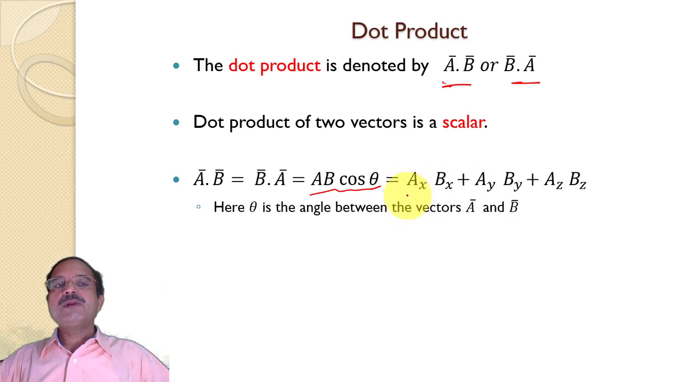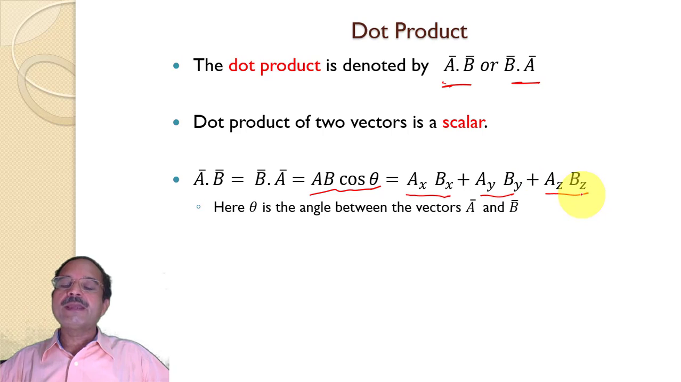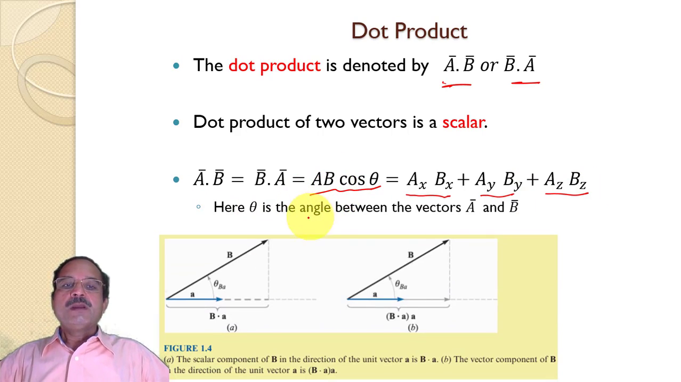Alternately, we can also calculate this dot product by taking the corresponding products of the x component of vector a multiplied by the x component of vector b, the y component of vector a multiplied by the y component of vector b, and the z component of vector a multiplied by the z component of vector b. So these are the two ways we find the dot product.